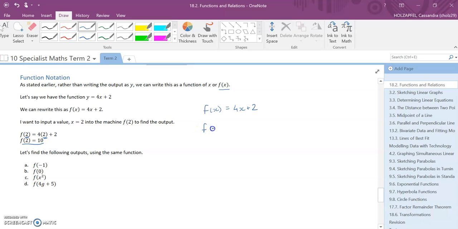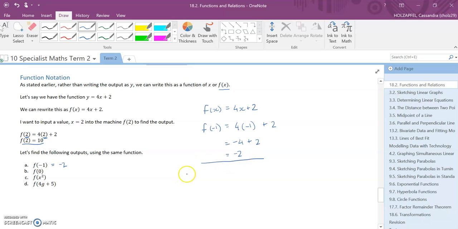So the value of the function at x is equal to -1 is going to be equal to 4 times by (-1). Again, see how everything, I've put it into brackets, really important. Okay, let's do some evaluating here. So -4 plus 2 is just going to be equal to -2. So the value of this function at -1 is going to be equal to -2.